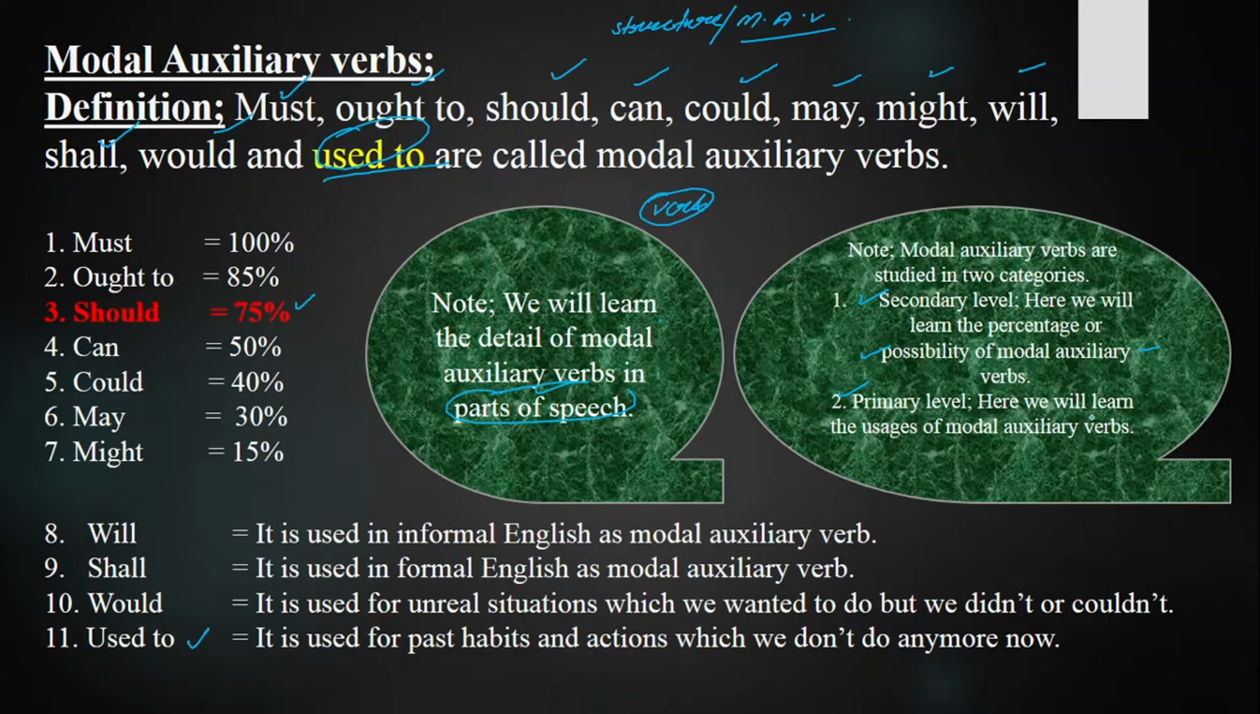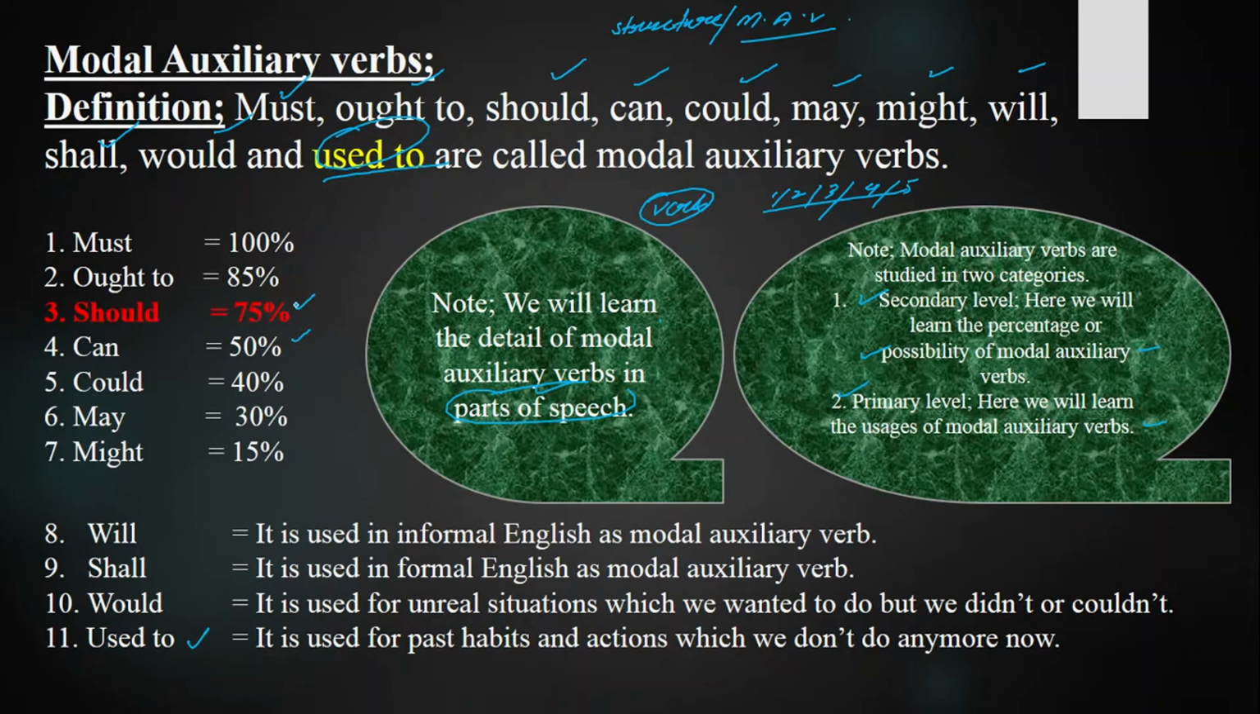And primary level, here we will learn the usages of modal auxiliary verbs. The usages, like one of them I'll give you as an example, that can is a modal auxiliary verb. It is used for physical ability, mental ability, ability of learning, possibility and permission. So these are the usages of modal auxiliary verb. Suppose can, so there we will discuss them one by one. So today's modal auxiliary verb is should.